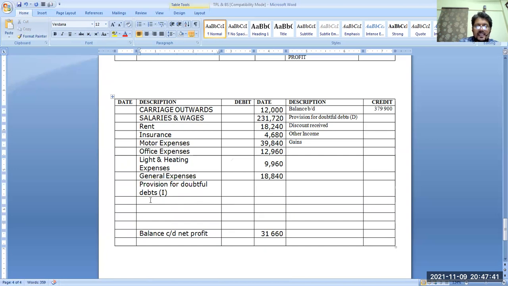Carriage outwards, salaries and wages, bad debts expense, the real bad debts we have discussed, or discount allowed. Carriage outward, salaries, insurance, motor, heat and light, depreciation. Depreciation expense, not provision for depreciation. What you have calculated is depreciation expense for the year only, not provision.